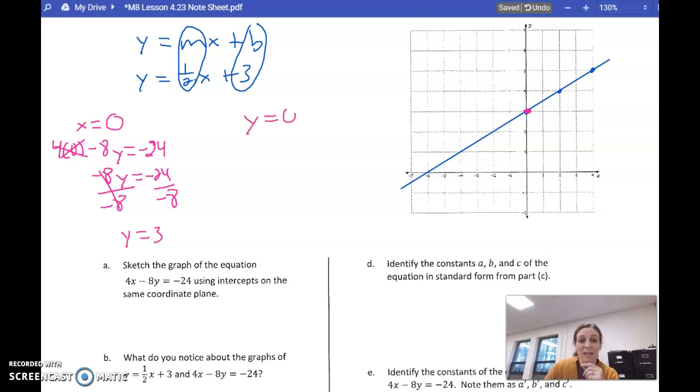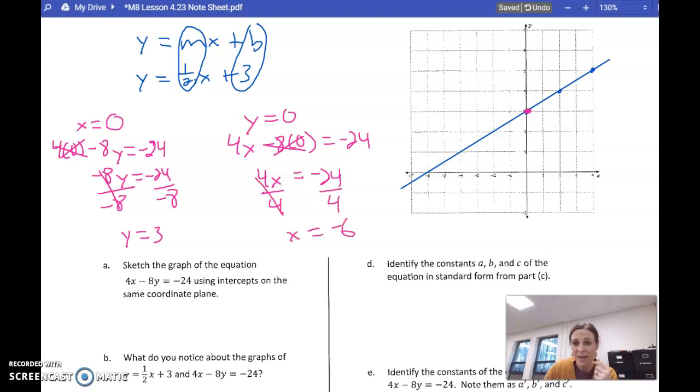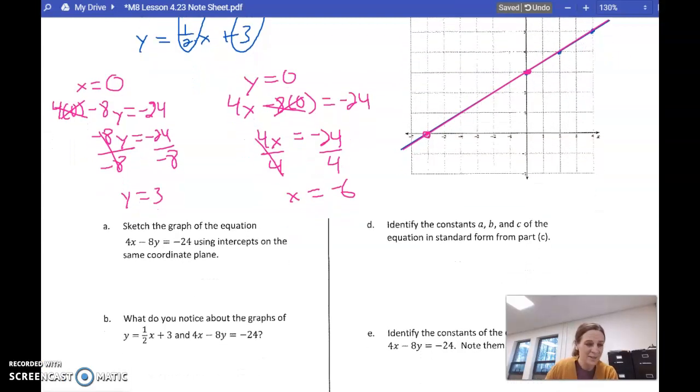Now if I put 0 in for y and do the same thing, 4x minus 8 times 0 equals negative 24. That cancels out. Now, there is nothing in front of this, so this is just 4x equals negative 24. Divide both sides by 4. x equals negative 6. So if I go to negative 6 on my x-axis, oh look, it's on the line. So what do we notice? We notice that they're the same again.